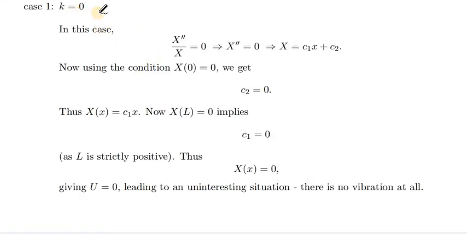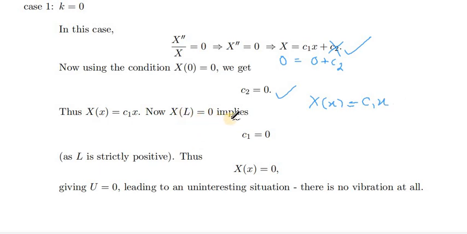Now let us consider the first case, k equal to 0. In that case X double dash by X is equal to 0, and that implies X double dash is equal to 0, and that implies X is equal to c1 x plus c2. If you just integrate it twice, you get that. Now as I said, the first condition implies that X(0) equal to 0. So when you put small x equal to 0, capital X is also 0. So 0 is equal to 0 plus c2, and that forces c2 equal to 0. So your c2 is gone, and capital X of x is equal to c1 into small x.